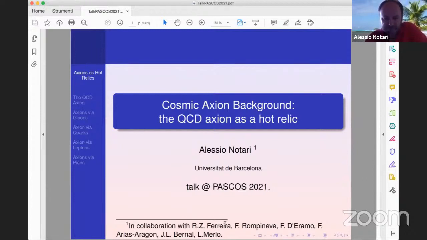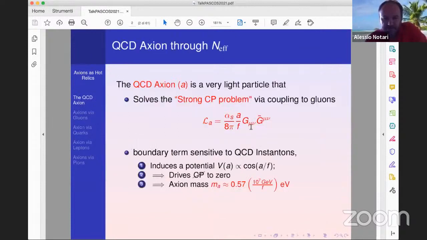This is work in collaboration with these people, several papers. Essentially, there are different ways one can produce axions. Here, I will focus on the QCD axion, really. So one can produce them with scatterings via gluons or quarks, leptons, and also pions. So there are very many channels for production. And the interesting part of this topic is that we can actually hope to detect this background of axions in the near future.